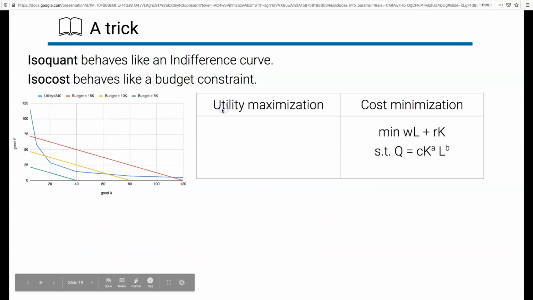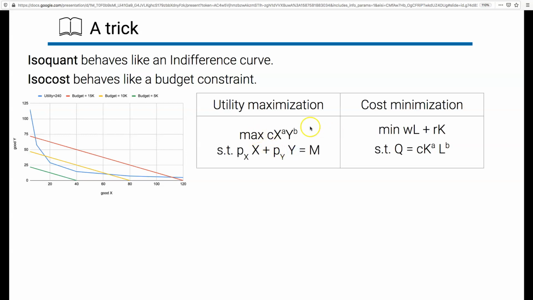Now, let's keep the picture in mind. It doesn't matter what exactly is on the axis. And let's just write the two problems back to back. So we have the cost minimization problem. Minimize cost subject to the production constraint. The consumer in the utility maximization problem that we looked at before solves a slightly different problem.